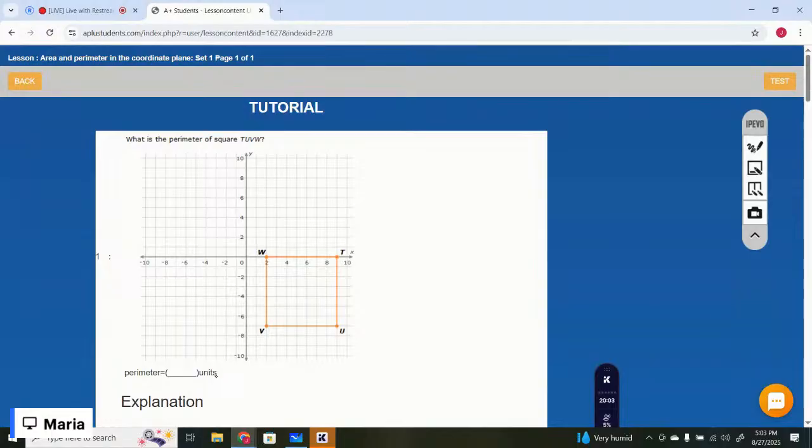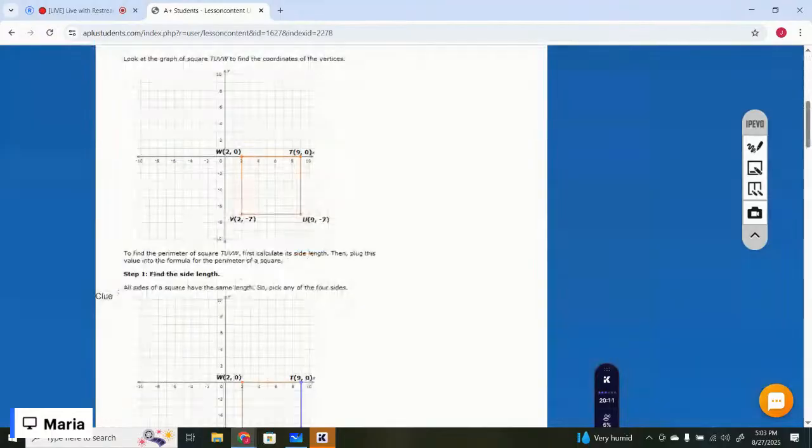What is the perimeter of the square? To calculate the side lengths, we have to find out their coordinates so that we can calculate their side lengths. Or you can simply count the squares to get their side length.